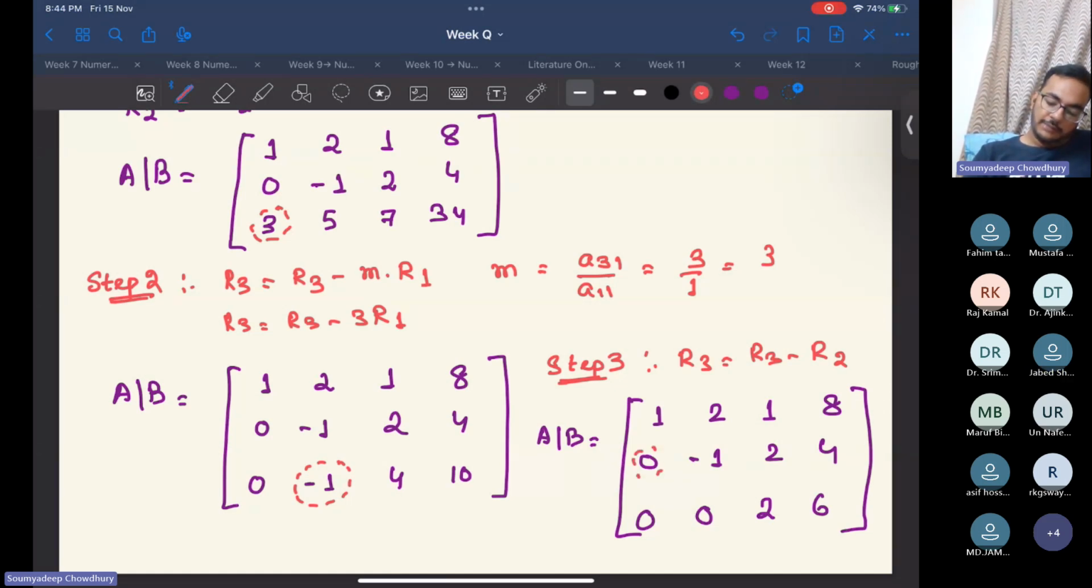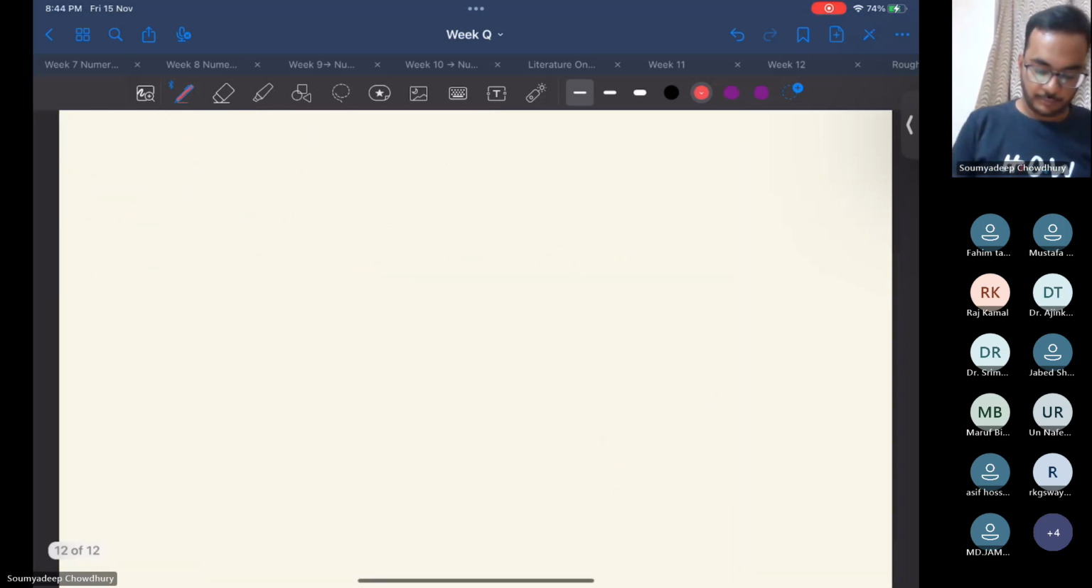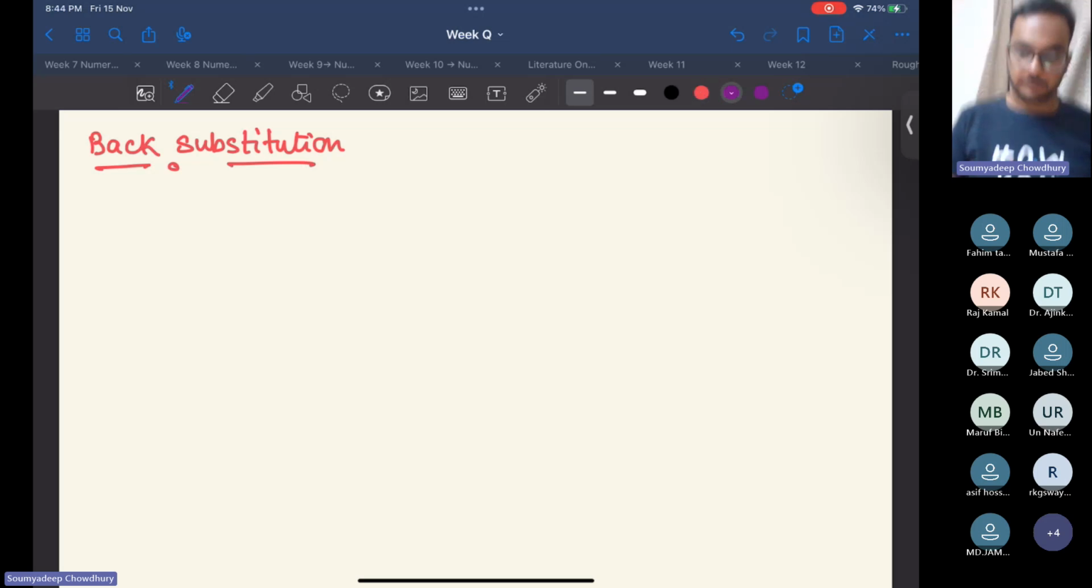So now your goal is fulfilled. This one is 0. This one is 0. This one is 0. It's done. Now your Gauss elimination is done. Now what you have to do is back substitution. So how to do back substitution? What is my matrix now?